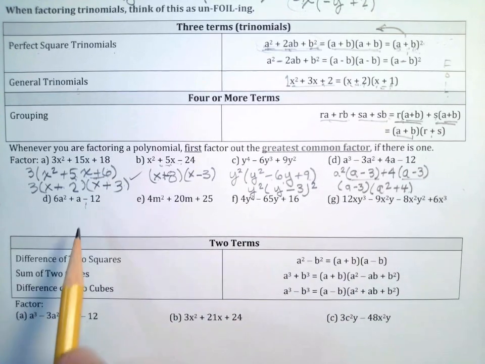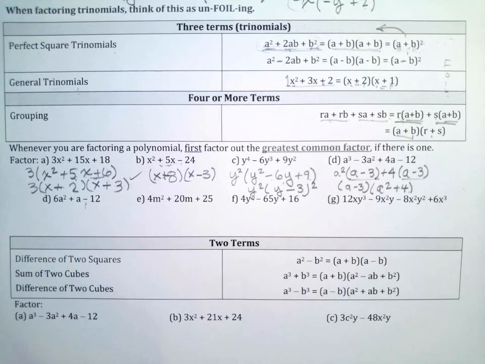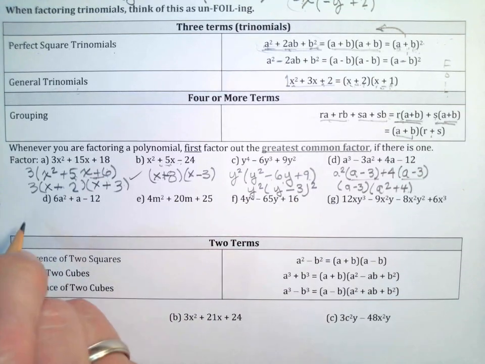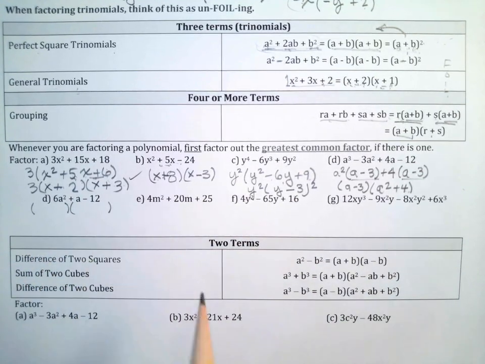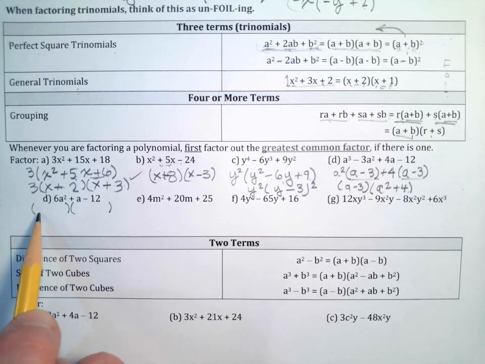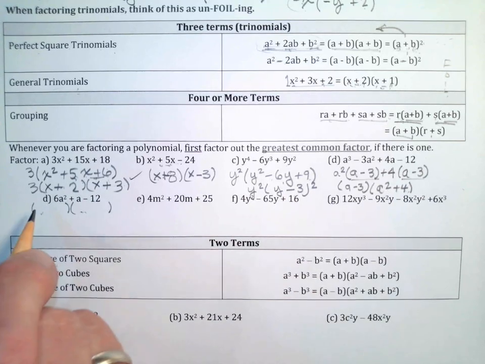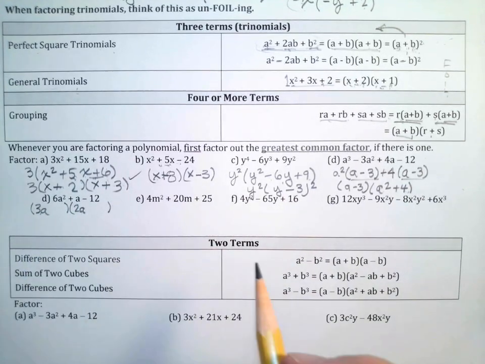All right, let's look at D. Again, pause the video and try these on your own, and then come back and see. Now, let's see. I'm going to do this by trial and error. All right. So we have 3a squared. Now, there's a couple things this could be. It could be 3a and 2a, or it could be 6a and a. For this one, I'm going to try 3a first and 2a. This is why this is referred to as trial and error.